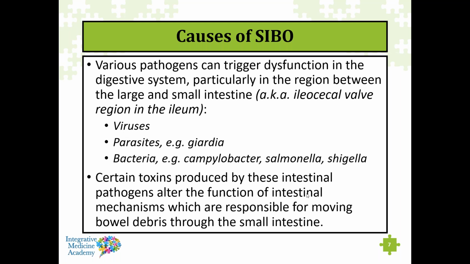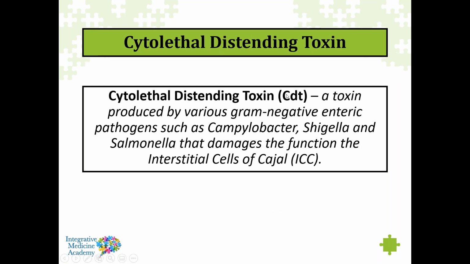Certain toxins that are produced by intestinal pathogens will also alter the movement of debris moving through the small intestine. There are certain gram-negative bacteria, such as Campylobacter or Shigella, for example, that produce something called cytolethal distending toxin. And these toxins can interfere with a mechanism in the small intestine that's linked to certain cells called the interstitial cells of Cajal.